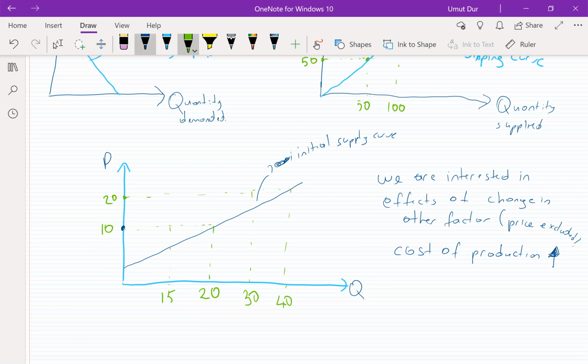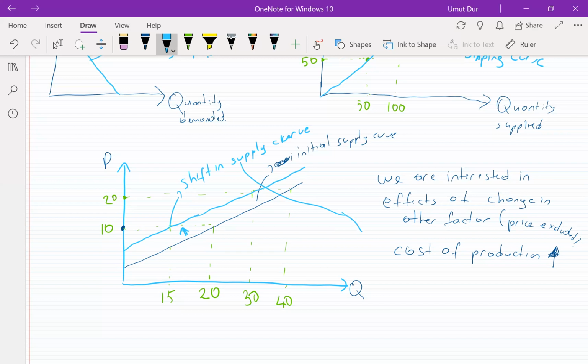Okay, so let's draw it with this one. So this light blue line is basically showing the shift in the supply curve. And we have an upward shift. And this is because of the increase in the cost of production.